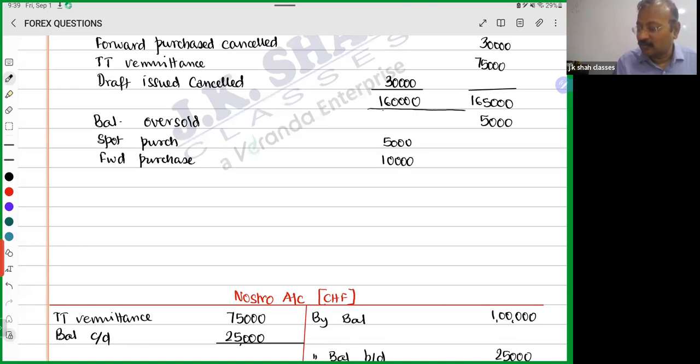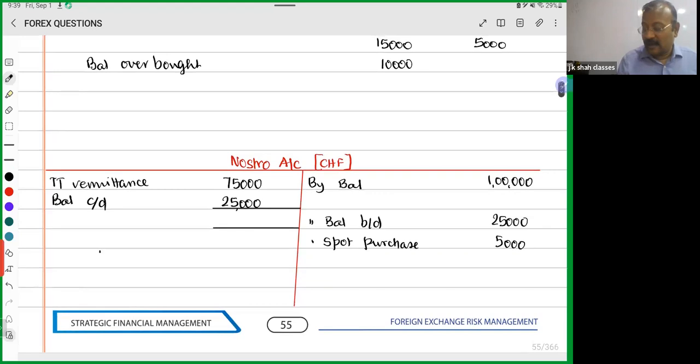So if I do it like this, this will give me 15, 5, balance overbought 10,000. And here, the balance carried down, balance carried down 32.